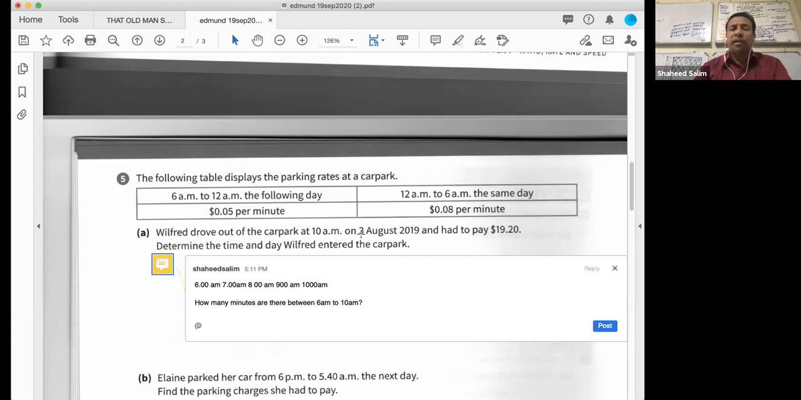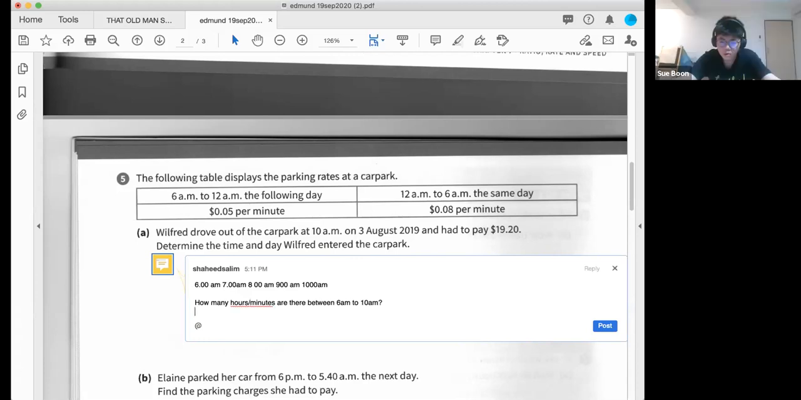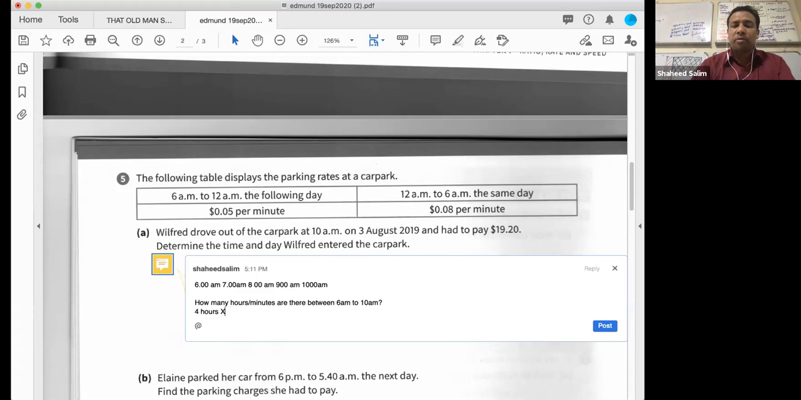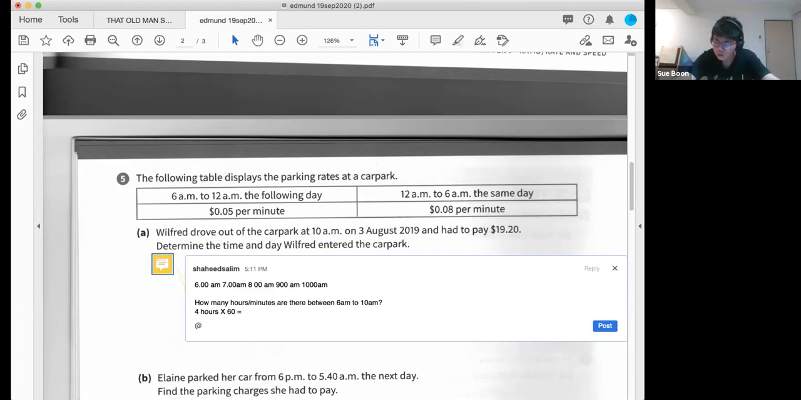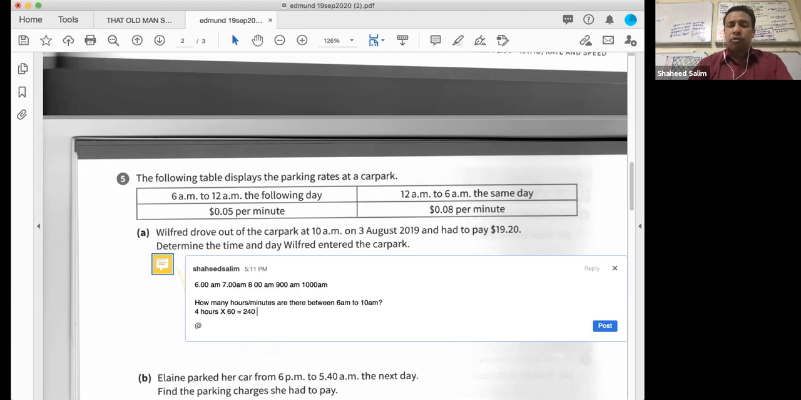Or how many hours first? How many hours? Or 4 hours. You want to find the number of minutes, just times by 60 lah. Right? So how much you get? 280. 240, not 80. 4 times 6 is 24. So down here, you get 240 minutes.